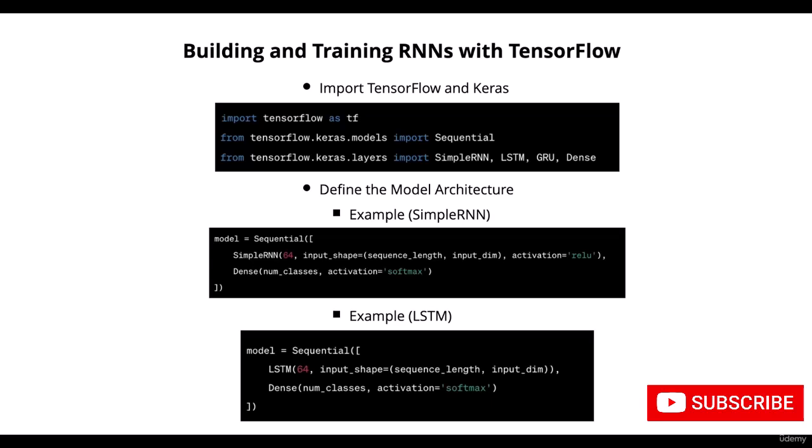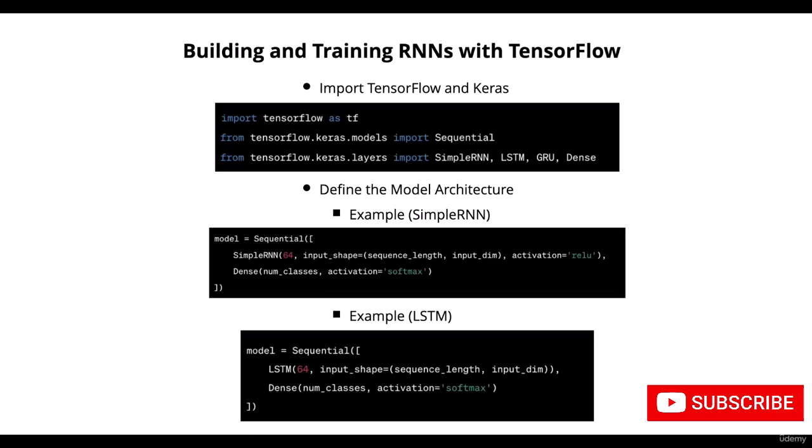Building and training recurrent neural networks (RNNs) with TensorFlow involves using its high-level API, Keras, which provides convenient abstractions for constructing and training RNN models. Let's delve deeper into the process of building and training RNNs with TensorFlow. So first step is importing TensorFlow and Keras. We start by importing TensorFlow and the necessary modules from Keras by doing first import tensorflow as tf, then from keras models get Sequential, and from keras layers we'll get SimpleRNN, LSTM, GRU, and Dense.